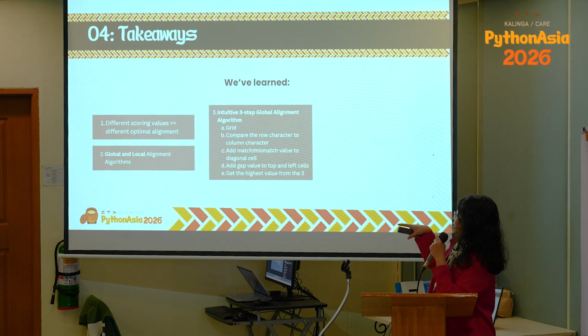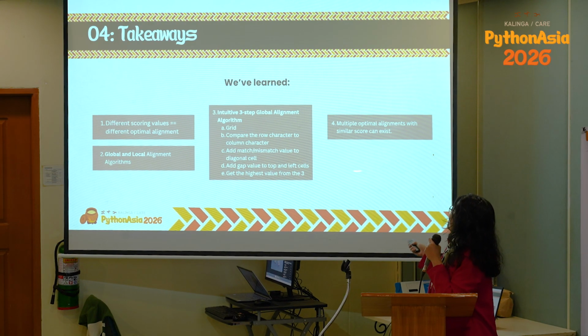And this is the intuitive three-step global alignment algorithm that I've taught you. It's just starting with creating the grid, comparing the row characters to column characters, adding the match or mismatch value to the diagonal cell, then you add the gap values, then get the highest from the three. That is the main thing that we're doing here in this algorithm.